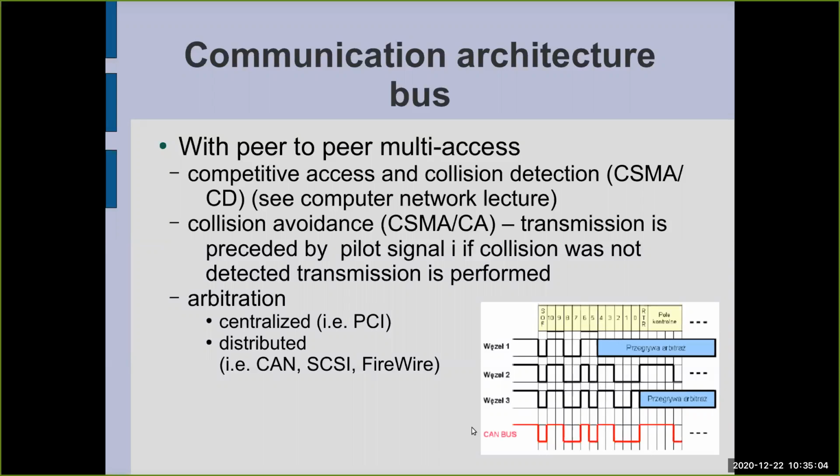Okay, so these two methods belong to an architecture in which every node is equally important. We can modify a pilot sequence, but in fact, they are equally important. The second solution or approach is using arbitration.